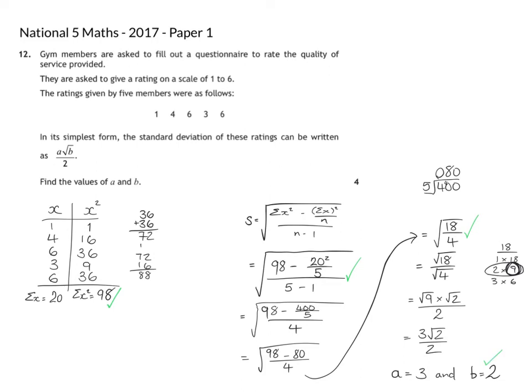And once you've got your final answer, it says specifically in the marking scheme you can leave it like that. You didn't have to write it as a was 3 and b was 2. That's it for question 12. At least with this kind of question, if you can get part of the way through the standard deviation question, it's worth quite a lot of marks, so it's worth giving a go even if we can't get right to the end.